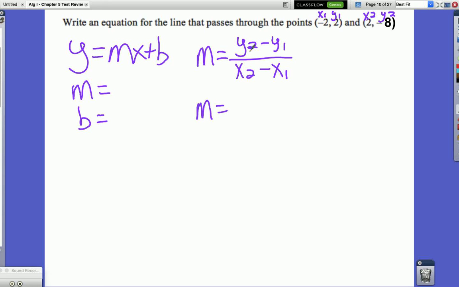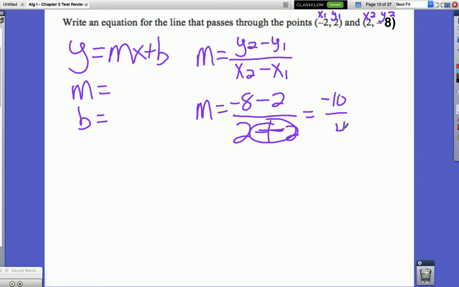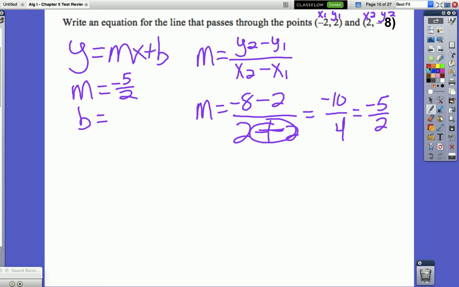So m equals y2, -8, minus y1, which is 2, over x2, 2, minus x1, which is a -2. -8 minus 2 is -10, divided by 2 minus a negative is a plus. 2 plus 2 is 4, and we simplify to -5 over 2. So that's our slope. Now to find the y-intercept, we use these points.